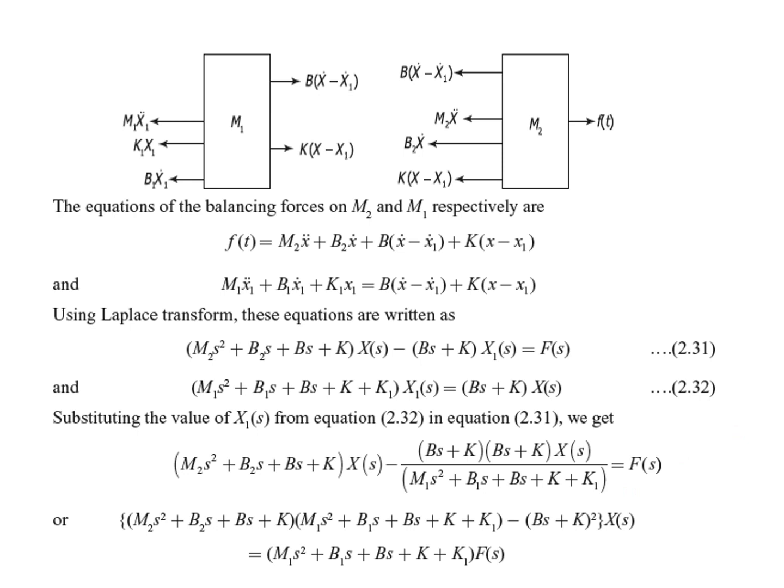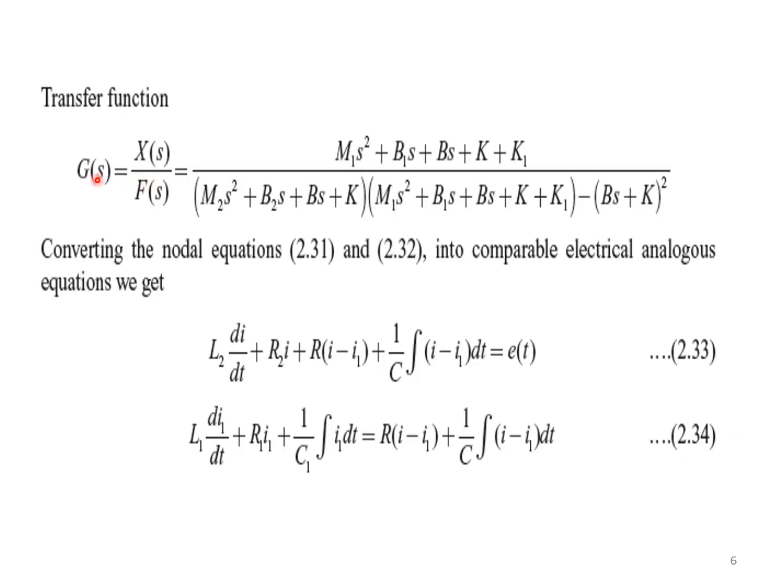Finally, the transfer function G(s) is taken as X(s)/F(s), which is equal to (m1 s² + b1 s + b s + k + k1) divided by [(m2 s² + b2 s + b s + k)(m1 s² + b1 s + b s + k + k1) − (b s + k)²]. This is the transfer function we have got for the system.